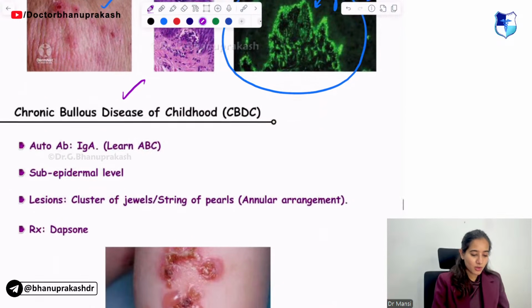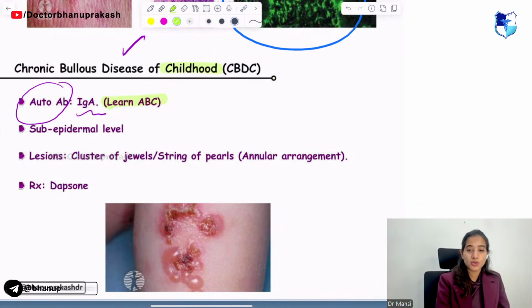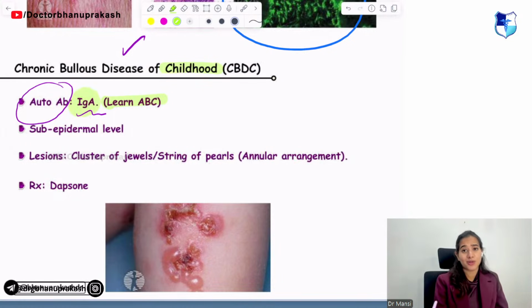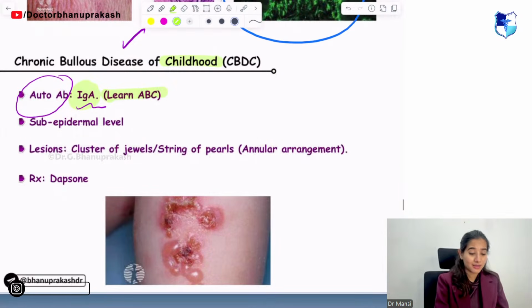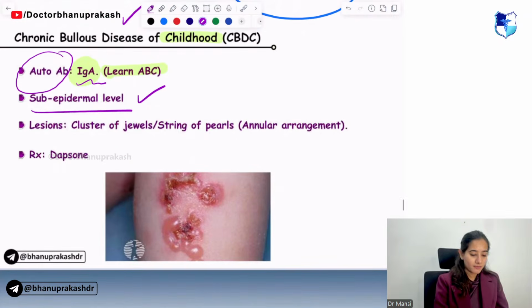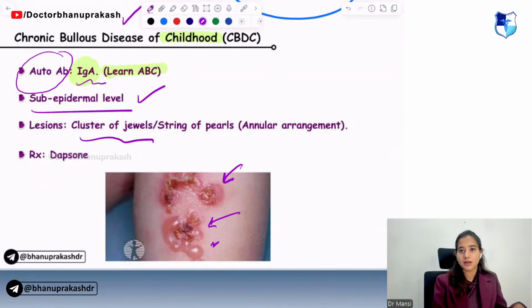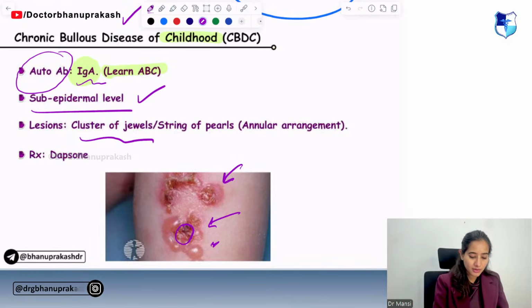Then the chronic bullous disease of childhood, there is an autoantibody against A. So, it is a childhood disease. During childhood, we learn these ABCs. So the IgA antibody is involved. I hope that can help you to remember this. So there is a subepidermal level split. And this is the classical finding which you can see: the cluster of jewels, as if pearls are arranged in an annular arrangement.